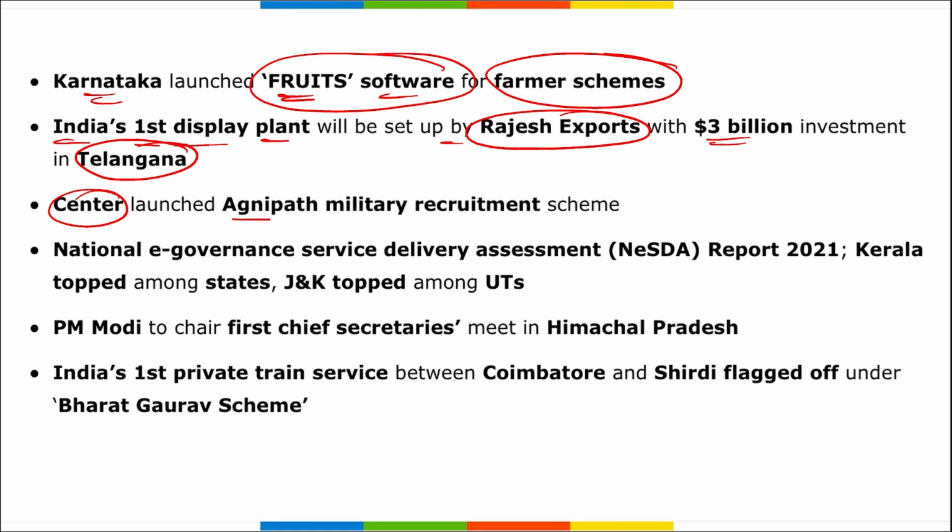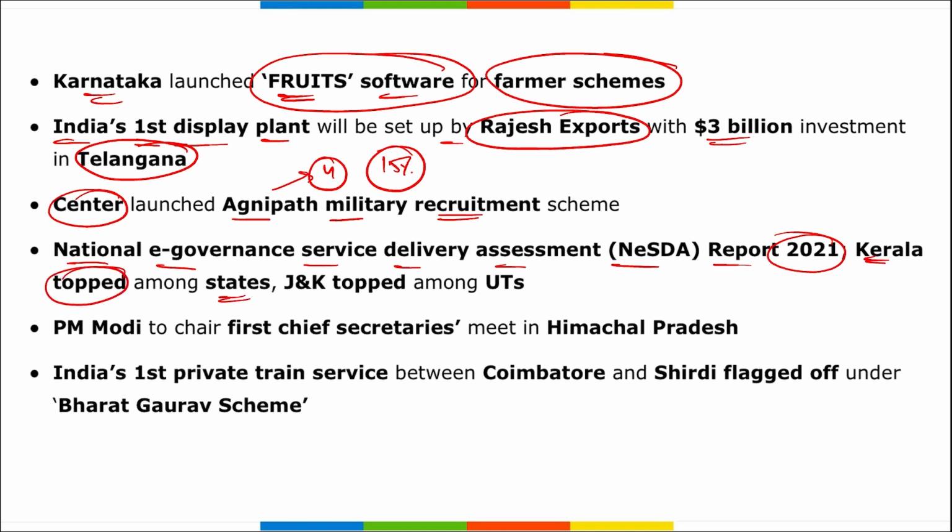Center has launched the Agnipath military recruitment scheme that is for 4 years, and after that the recruits or the soldiers will be recruited by them itself. Around 15% of them will be recruited. Then the National E-Governance Service Delivery Assessment, that is the NESDA report for 2021, was released, and in this particular report, who has topped? It is Kerala that has topped among the states, and Jammu and Kashmir has topped among the union territories. Then Prime Minister Narendra Modi is to chair the first Chief Secretaries meeting in Himachal Pradesh.